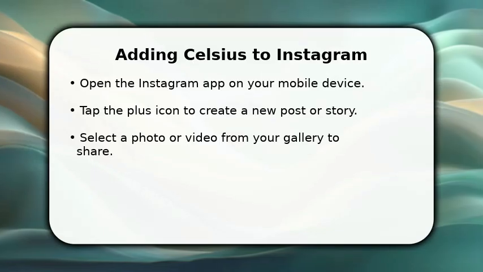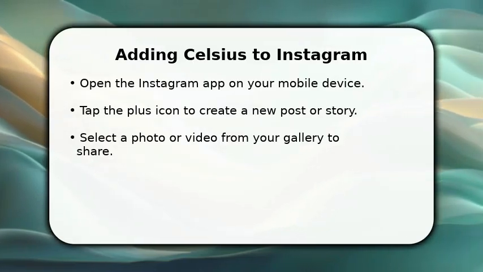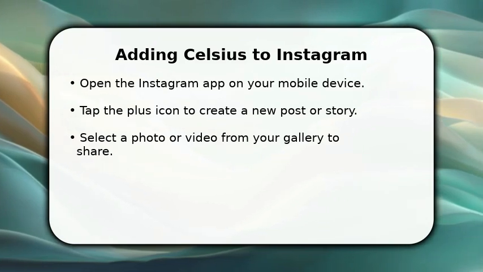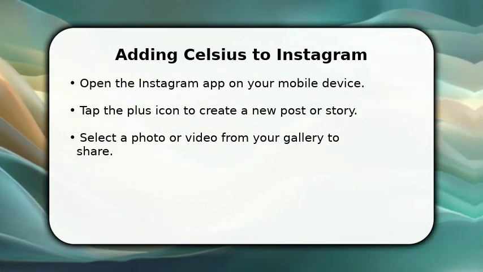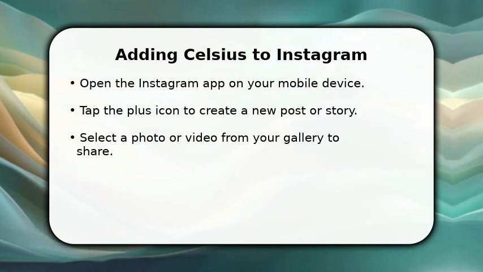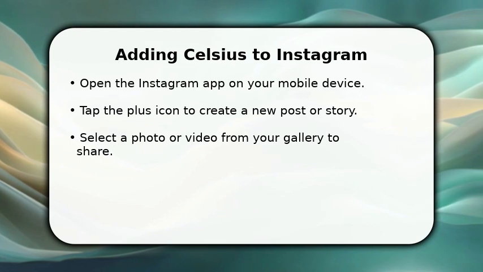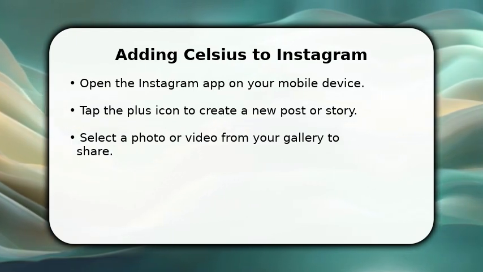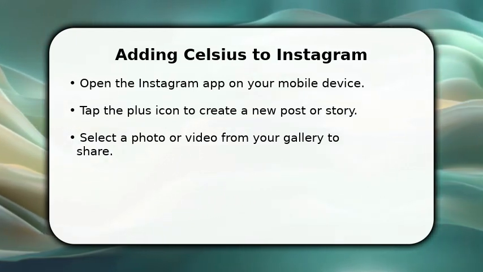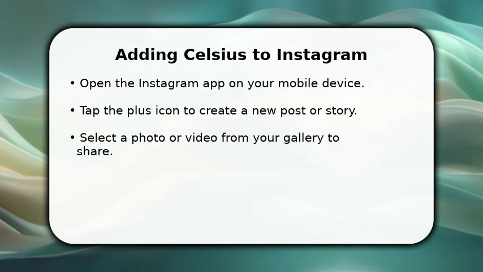Enjoy the video. In this video, I will explain how to add Celsius in Instagram. First, open the Instagram application on your phone. Next, tap the plus icon, usually found at the bottom center, to begin creating a new post or story. Then, choose the photo or video you wish to share from your device's gallery.